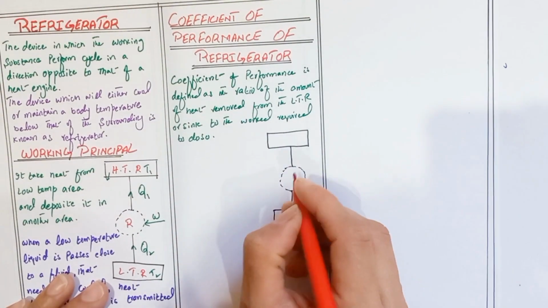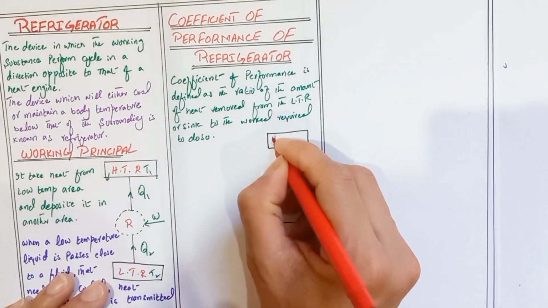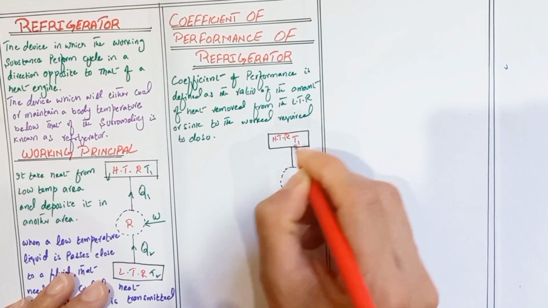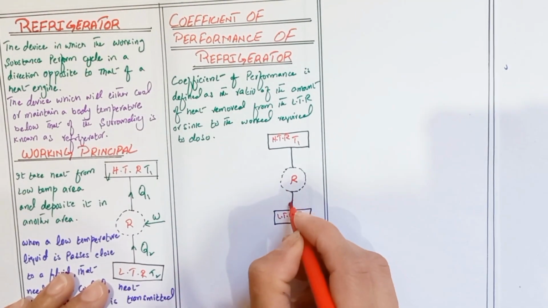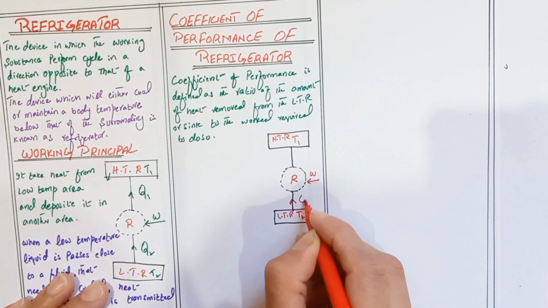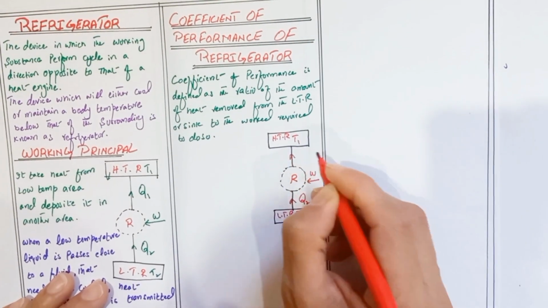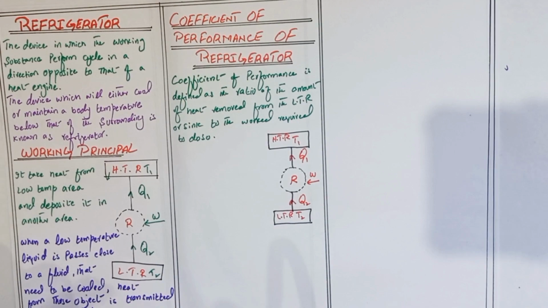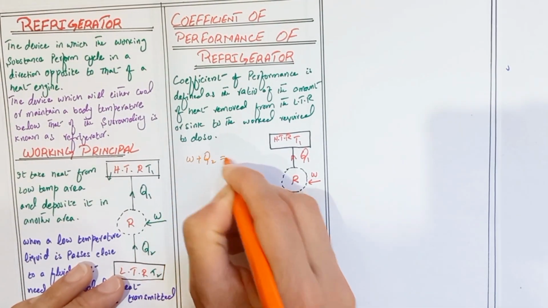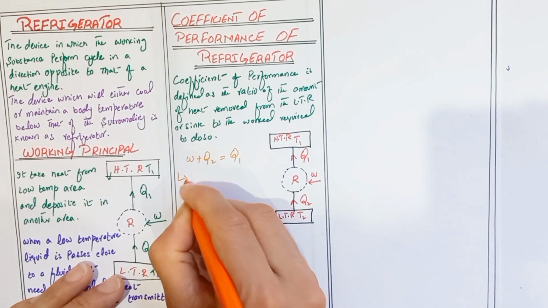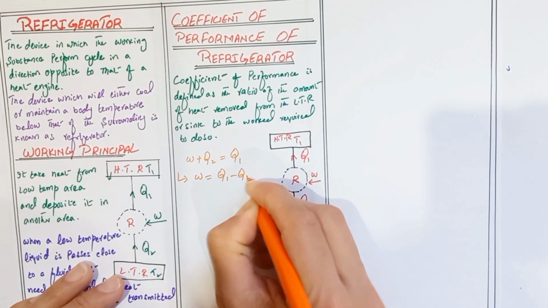We know that the refrigerator works opposite to the heat engine. Here we take the high temperature reservoir at temperature T1 and the low temperature reservoir at temperature T2. Heat is removed from the low temperature reservoir by doing work and deposited into the high temperature reservoir. So the input is W plus Q2 and the output is Q1. So the work done is equal to Q1 minus Q2.